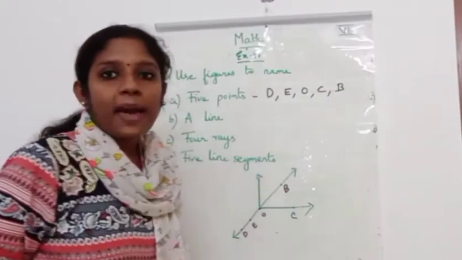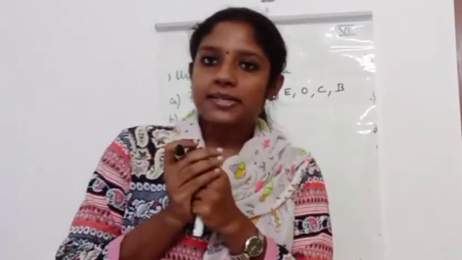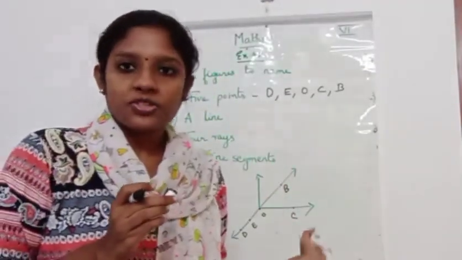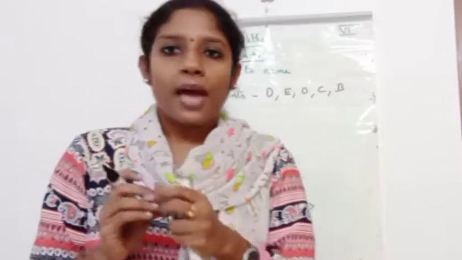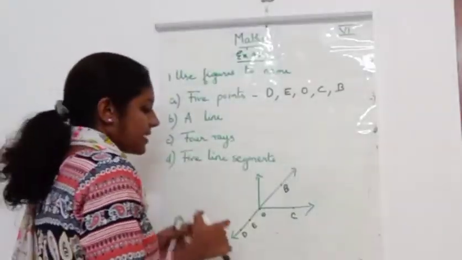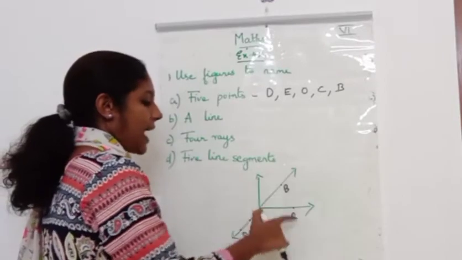Those who have your maths textbook with you, please open your maths textbook and refer to the picture. I don't know how clear it is for you. Hope this picture is clear for you. But still keep your maths textbook open. Okay, so these are the 5 points given here: D, E, O, B and C.